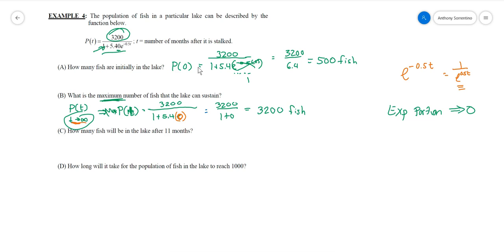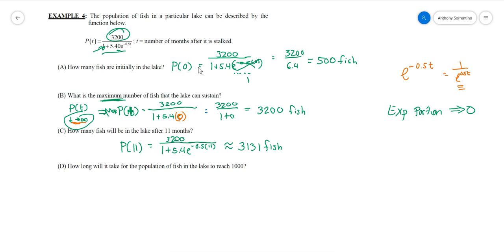Now, the question in C is asking, okay, what's P of 11? So this one here is just more of plugging it into your calculator correctly, making sure you use your parentheses correctly and everything. And so if you do that correctly, you would get about 31 fish, rounding it off.